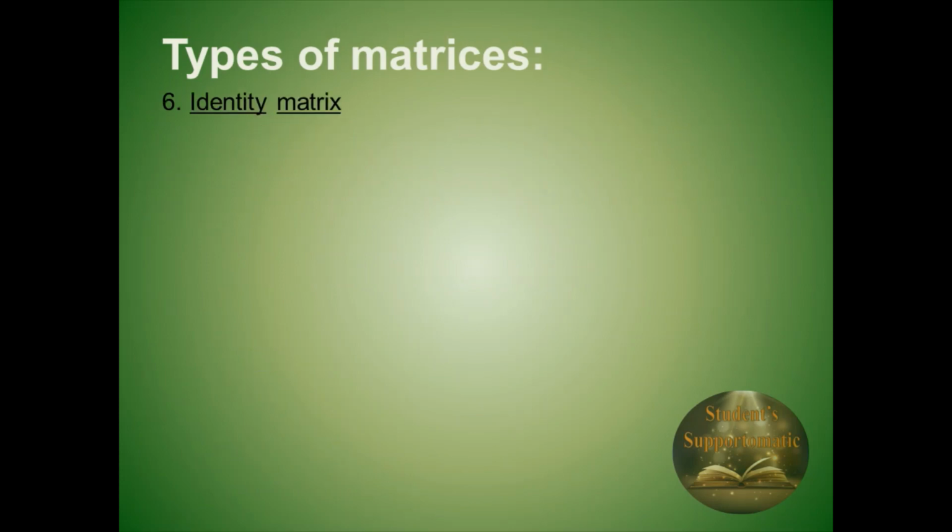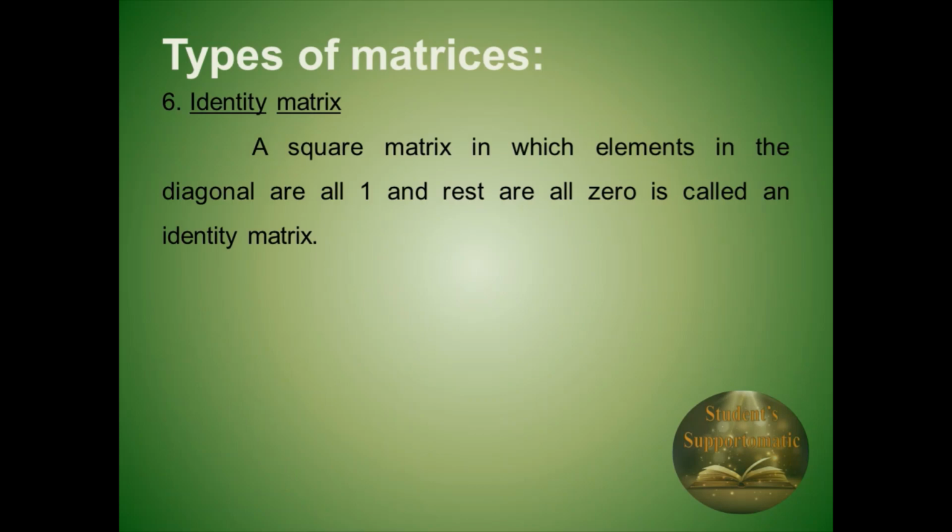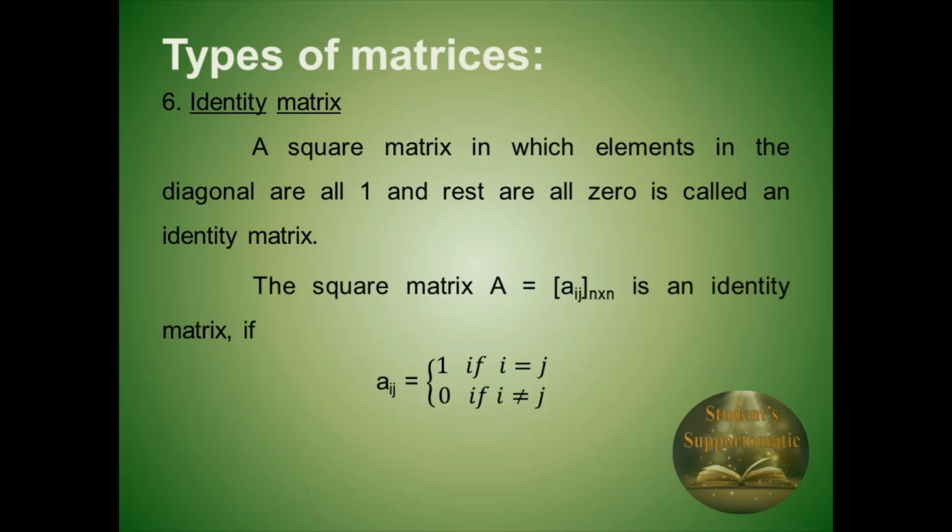The next is the identity matrix. A square matrix in which the elements in the diagonal are all 1 and the rest are all 0 is called an identity matrix. It must be a square matrix, a diagonal matrix, and a scalar matrix, but the condition is that the diagonal elements are set to 1. It is always represented by I. The square matrix A equal to [aij] n by n is an identity matrix if aij is equal to 1 if i is equal to j, and 0 if i is not equal to j. In the scalar matrix it can be some value k. Now here it must be 1.